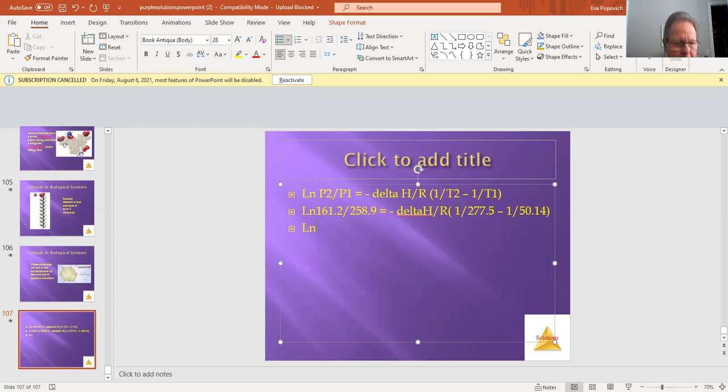So the ln of 161.2 divided by 258.9 gives me 0.6226, which is equal to negative delta H divided by R. Now I eventually have to get delta H in kilojoules, so I'm going to change R to kilojoules right now. It's not 8.314, it's 8.314 divided by 1,000, which makes it 0.008314, times.